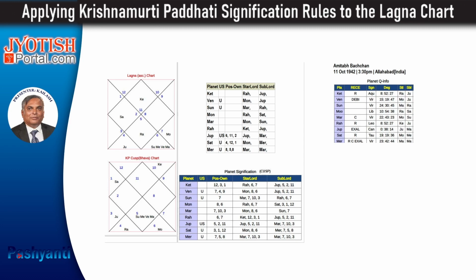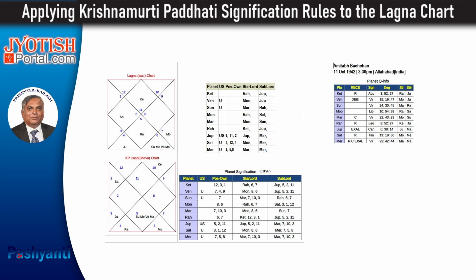Applying the KP rules on the Lagna chart and finding the significator based on the Lagna chart and not the cusp chart. So let's first create our planet signification table based on the Lagna chart. I have laid down some tables and some relevant information that might be handy for you.